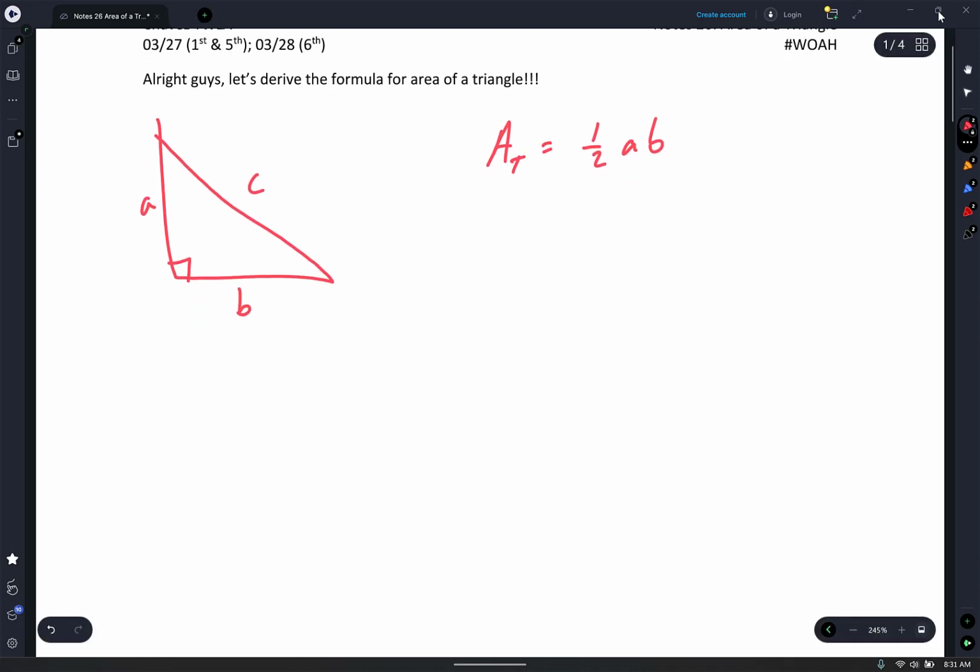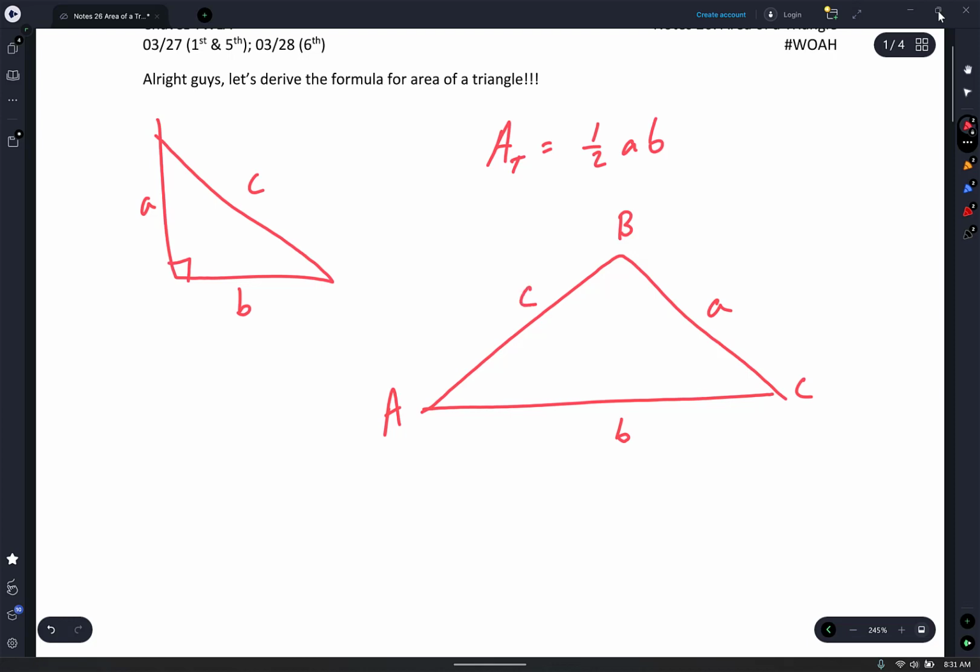But what if our triangle looks like this? I'm going to call that A. I'm going to call that B. I'm going to call that C. So this is still B. That's little a, and that's little c. It's still the same thing, really. We're going to call that height. The area of that triangle is still the same: 1/2 base times height. Yay or nay?